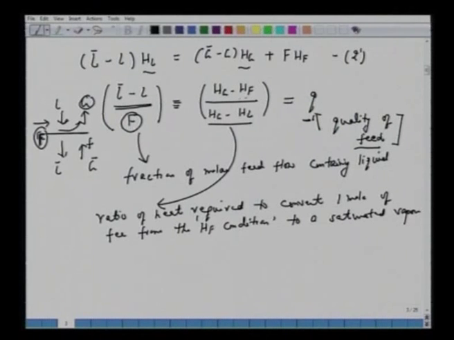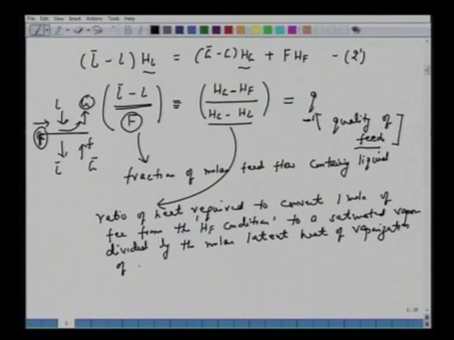All right. So we are saying that how much energy is required to convert 1 mole of feed from HF to Hg, divided by the molar latent heat of vaporization of saturated liquid. So this is Hg minus HL.